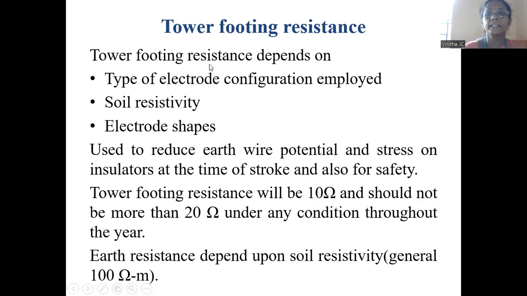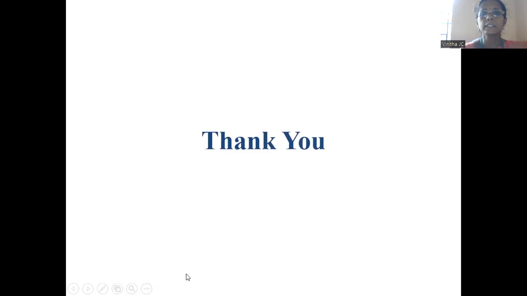The tower footing resistance depends on factors like the type of electrode configuration employed, soil resistivity, and electrode shapes. The tower footing resistance is used to reduce the earth potential and stress on insulators at the time of a stroke, and for safety purposes also. The tower footing resistance will be in the range of 10 ohms and should not be more than 20 ohms under any condition throughout the year. The earth resistance depends upon soil resistivity, with the value of soil resistivity in and around 100 ohm meter. So this is about tower footing resistance.